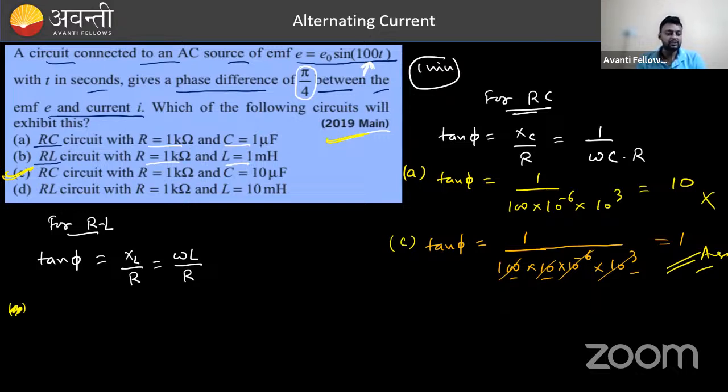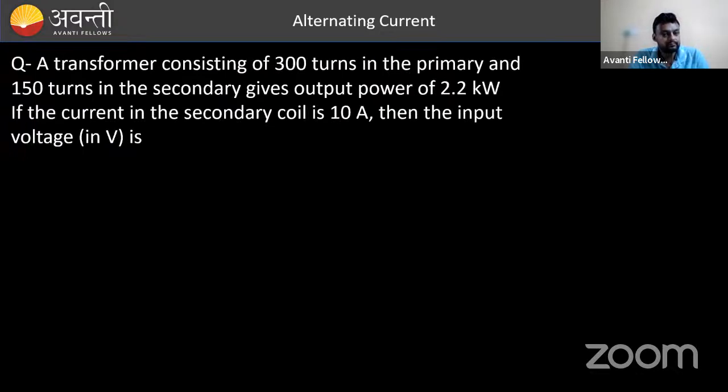This was a simple question asked in 2019 in the mains examination. I hope you can gain some confidence by doing these questions. Moving further to the next question. Now the question is of transformer. This is the easiest question out of all. You have some 1 minute of time to solve.